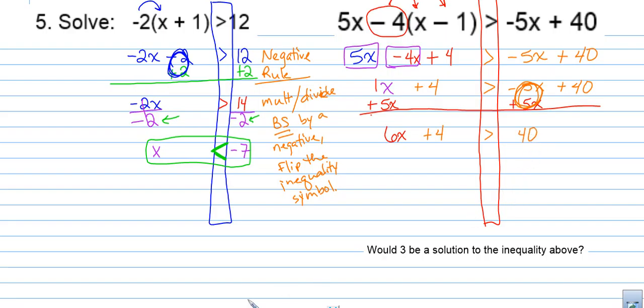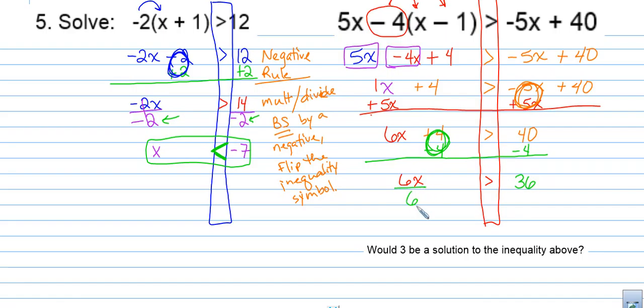Okay? So now we're going to move constants to the other side. So we're going to subtract 4 from both sides. And that's 0 here. And then 6x will come down. Now, that is a negative, but it's a subtraction negative, not a multiplication or division negative. So the sign will continue to be the same. And then 40 minus 4 is 36.